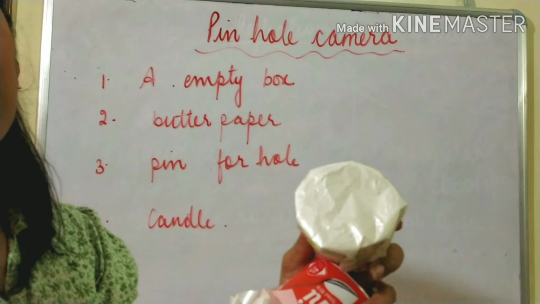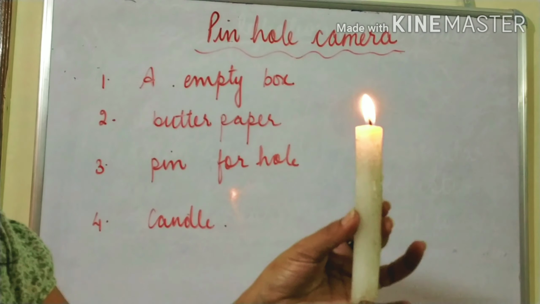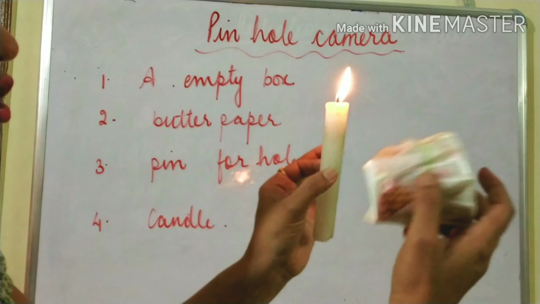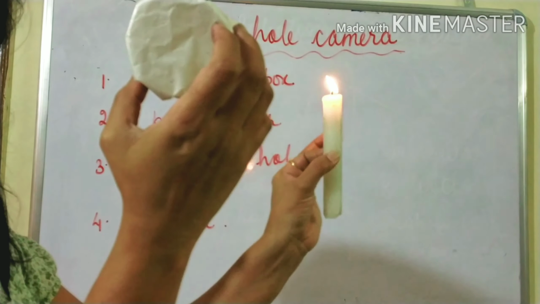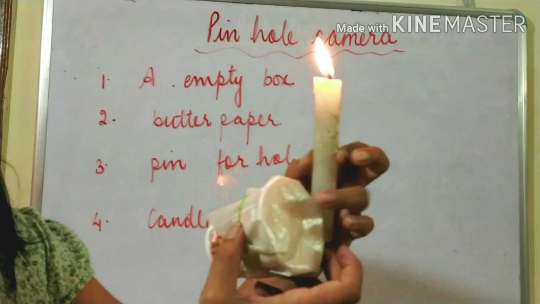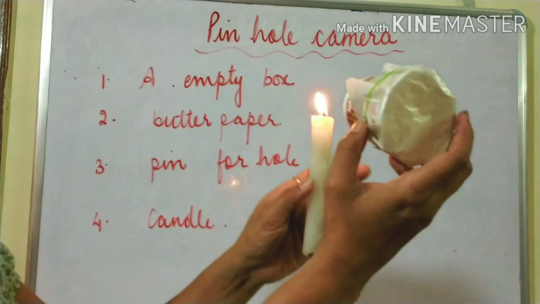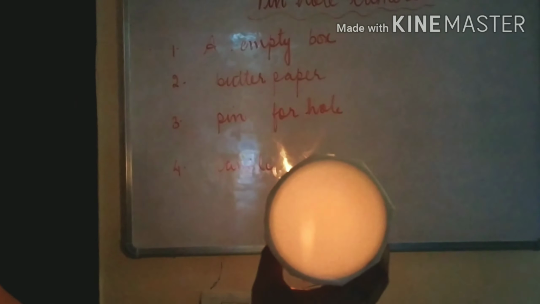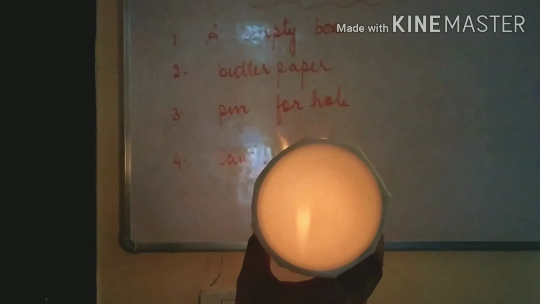For that I just need a burning candle. So I have taken a candle, and this is my pinhole camera. From the hole side we will put the light. To see, this is the light source, and from here the light enters and my image is formed here. So I am keeping this candle just in front of the hole. Now let's see what will happen.